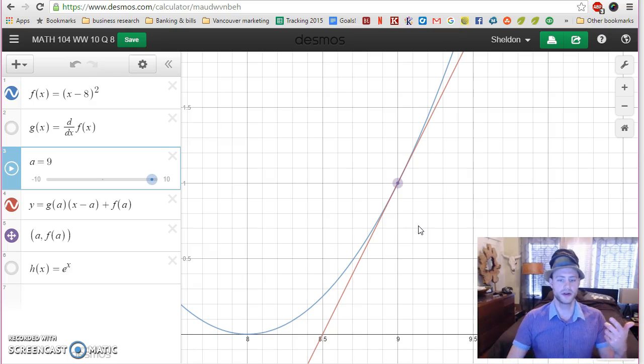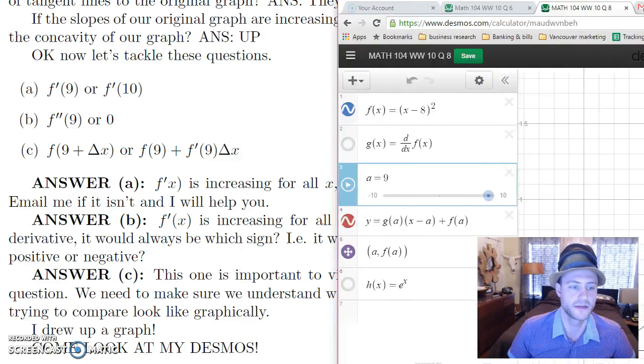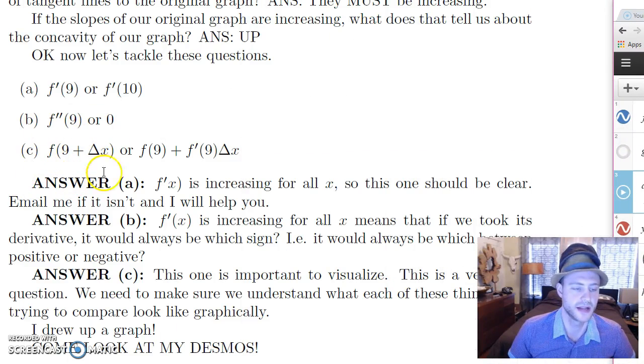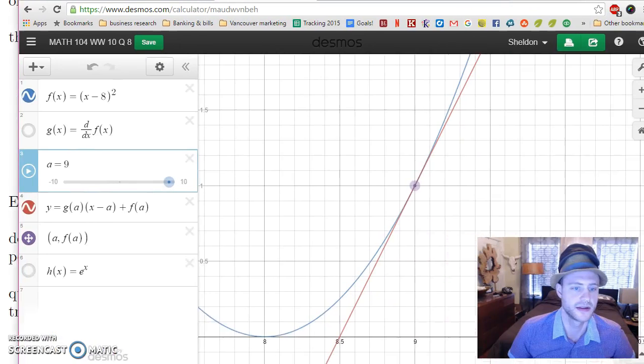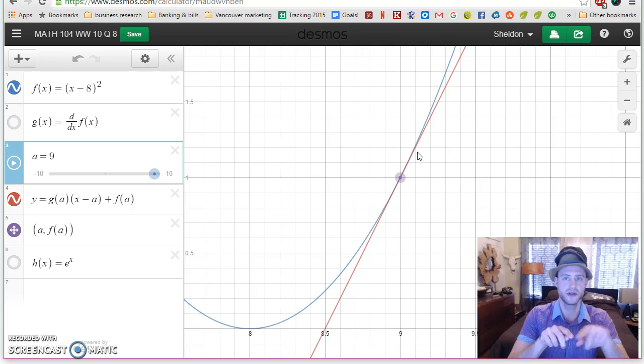f at 9 plus some small change in x is talking about the original function, the blue function here. Let's call the small change in x one box in this case. That would give me the value of the blue function, not the red function. Now let's compare that to f at 9 plus f prime at 9 times delta x. f at 9 is this height, where the purple dot is right now, plus the slope times some small movement in x. The slope times some small movement in x will give you the red. That ensures that you stay on the red graph.